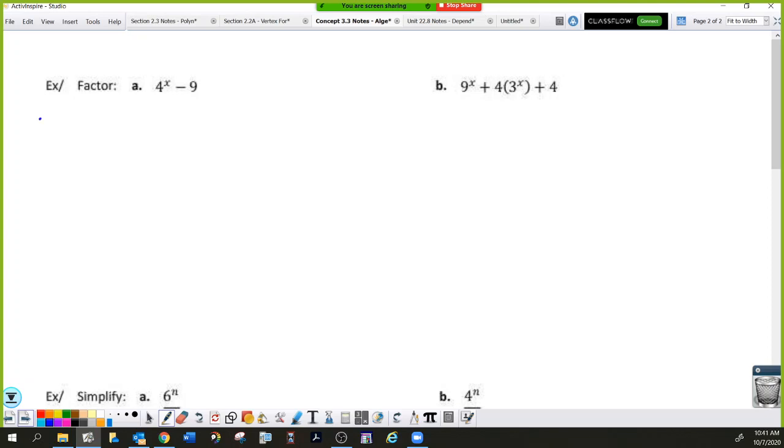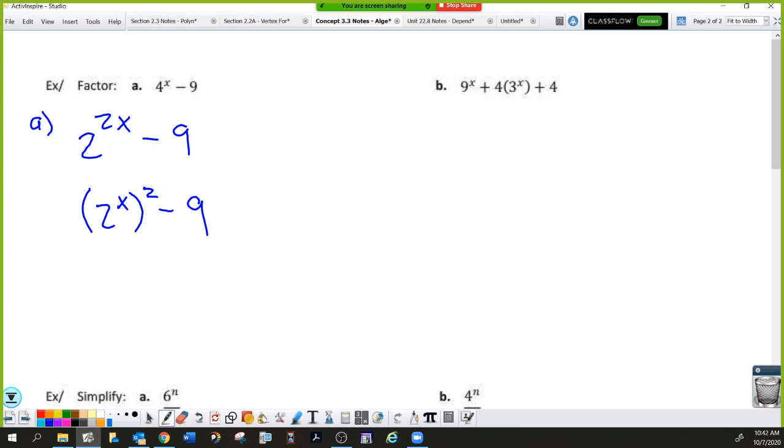Instead of writing 4 to the x, just a moment ago I told you that 2 to the 2n was 4 to the n, right? So instead of saying 4 to the x, we could say 2 to the 2x minus 9, because 2 to the 2 is 4. And instead of writing it as 2 to the 2x, you can instead write it as 2 to the x squared. And hopefully now it is obvious that it's a perfect square minus a perfect square.